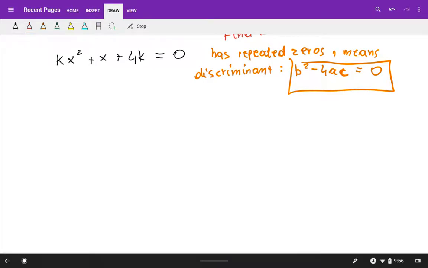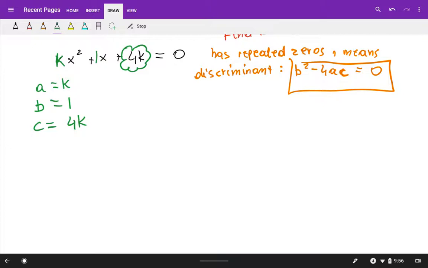So we're going to say that a, in our case, is the coefficient in front of x squared, which is k. B is the coefficient in front of x, which is 1. C, and that's where I messed up, C is 4k. That's usually where you see the whole number or any number. In this case, it's 4k. So now I'm going to replace a, b, and c in the discriminant formula with k, 1, and 4k.